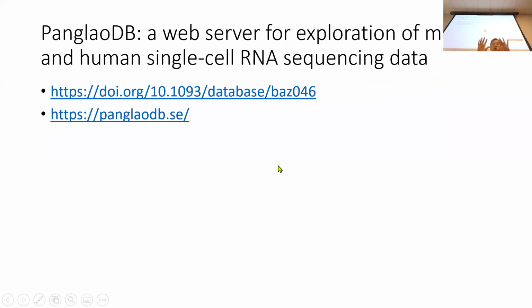Okay, the algorithm I used for that interface is introduced in this paper. This paper is a web server that provides a marker gene database and uses that database to help you assign the cell type.